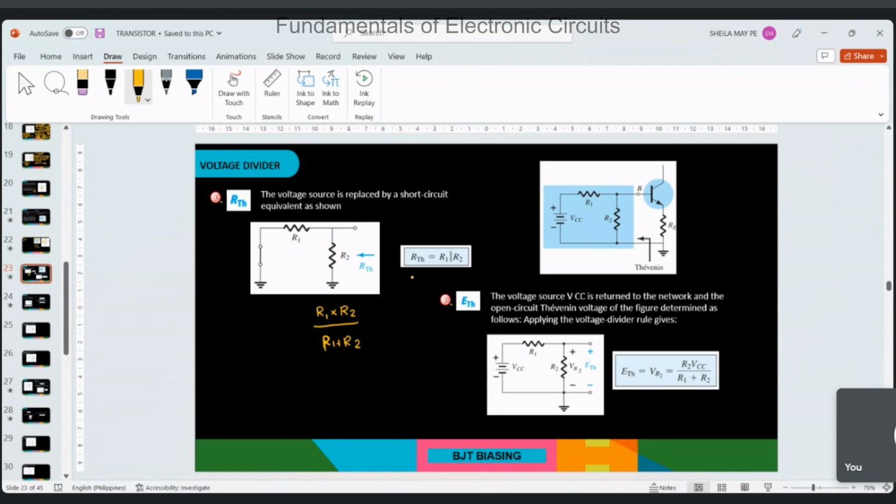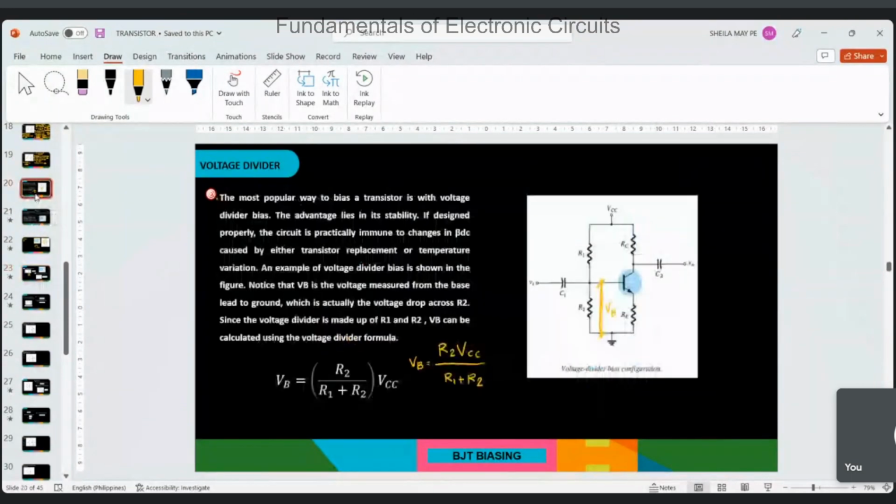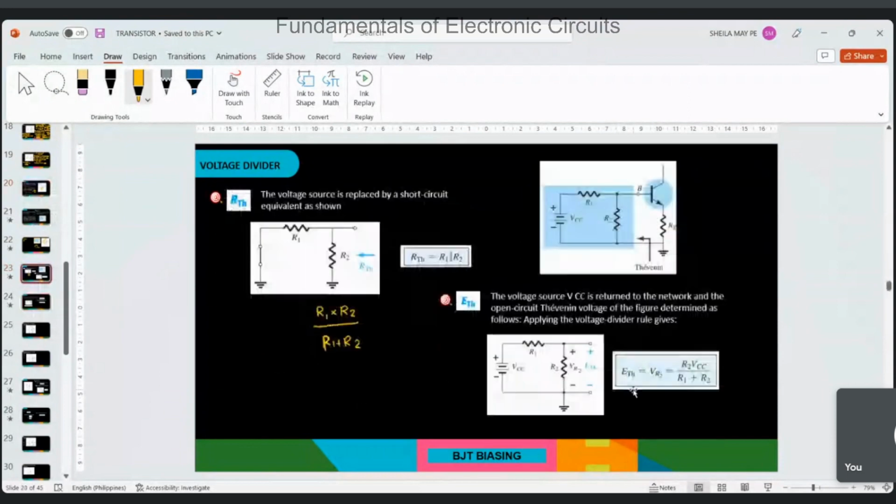Now next, we have our ETH, our VTH. The voltage source VCC is returned to the network. The open circuit voltage of the figure is determined as follows. Applying the voltage divider rule gives ETH, which is the voltage drop across R2: R2 times VCC divided by R1 plus R2. It is the voltage divider formula.